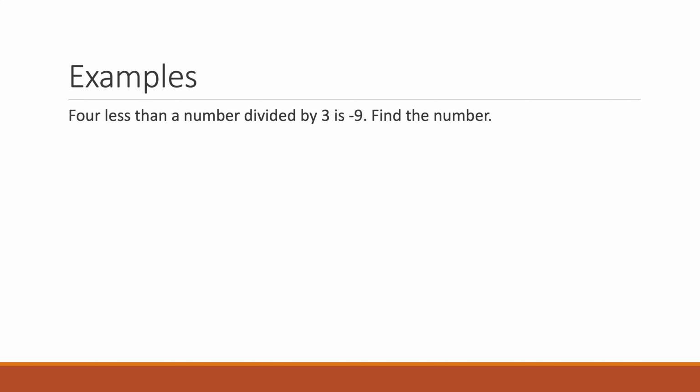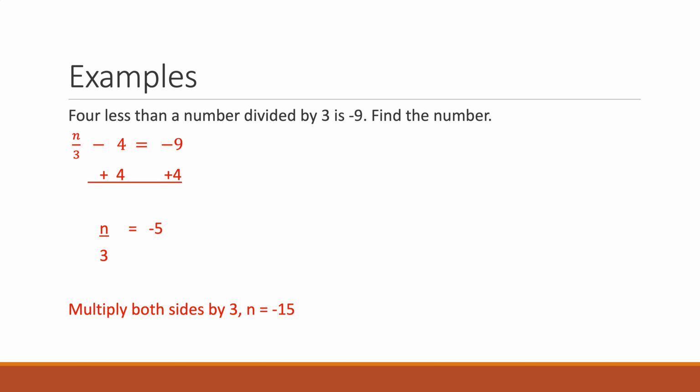Okay, so underline the important stuff. 4 less than a number divided by 3 is negative 9. Find the number. So with less than, it's last shall be first, first shall be last. n over 3 is the number divided by 3. So that number divided by 3, and then I have to take away the 4 because I'm doing last shall be first, first shall be last. And then "is" equals negative 9. And then I just solve it out. Add 4 to both sides. n over 3 is negative 5. I forgot the over 3 there. Then if I multiply both sides by 3, I get n is equal to negative 15.